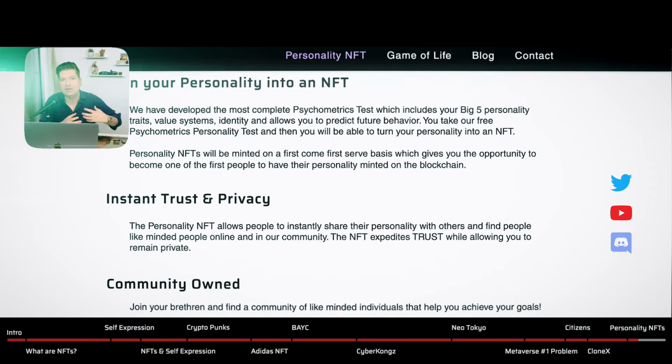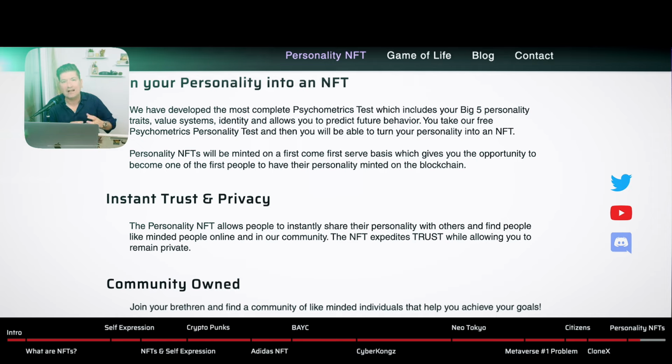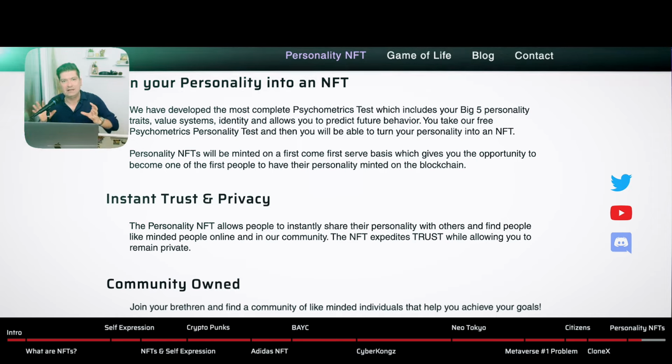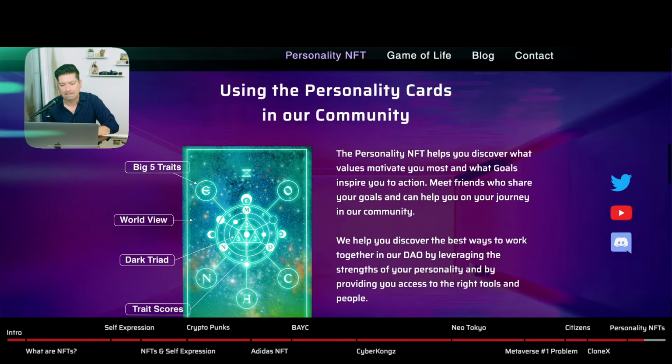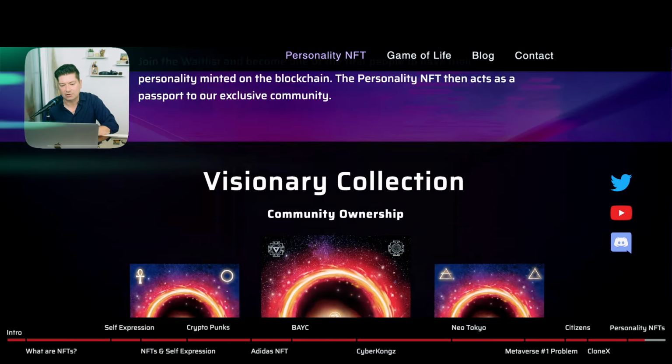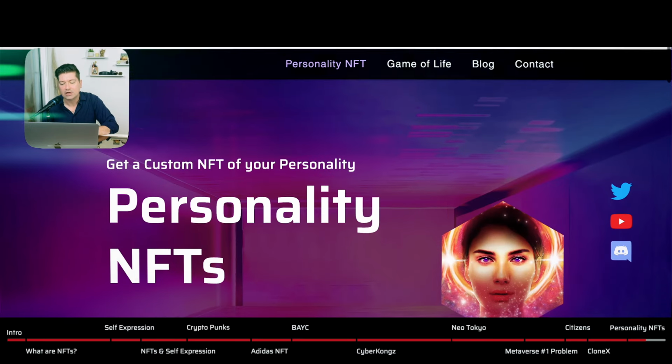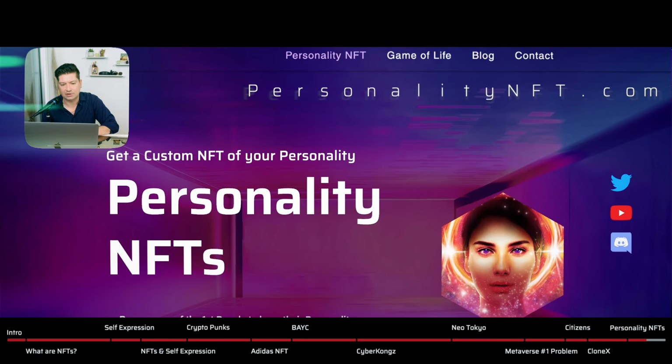So not every set of personalities is complementary. So it being complementary is essential. And then also having the perspectives of multiple personalities to fill in as much of the picture as possible is essential. And that's what we're working on. It's a community-owned project. And then we're going to have Genesis collections and all this sort of thing, and Visionary collection and so on. So if you want to sign up, it's at personalitynft.com.